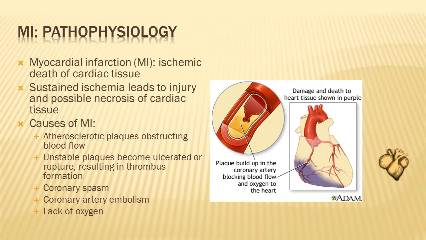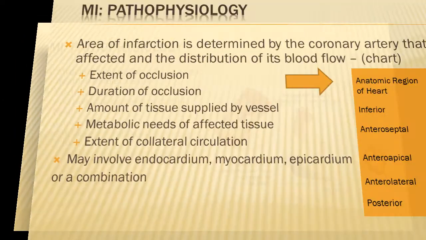So the pathophysiology of myocardial infarction is basically ischemic death of cardiac tissue, and sustained ischemia leads to injury. It's pretty simple, but there are different causes. Atherosclerotic plaques can either obstruct or break free and form thrombus. You can have coronary spasms, you can have coronary artery embolisms, and you can have the lack of oxygen, as we talked about, how much oxygen is needed.